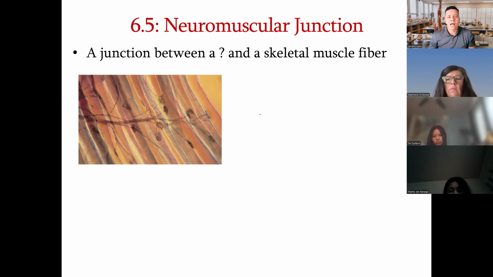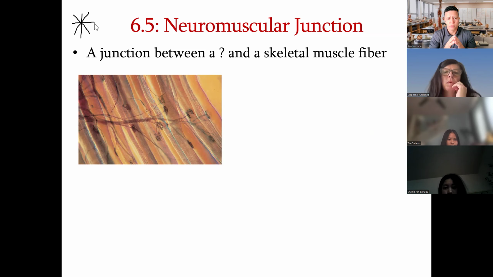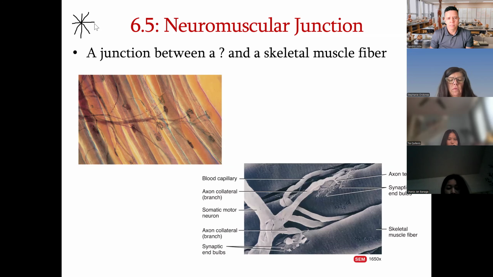So what we're going to talk about right now is what we call the neuromuscular junction. And I love asking questions about this in the exam. You're definitely going to see questions about this in the exam. What is the neuromuscular junction? The neuromuscular junction, as the name implies, is a junction, a union between a neuron and a skeletal muscle cell. It is the point where they join each other, the point of junction between a neuron and a skeletal muscle fiber.